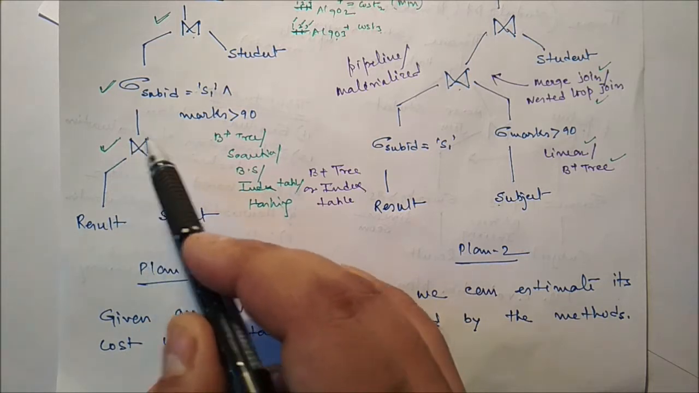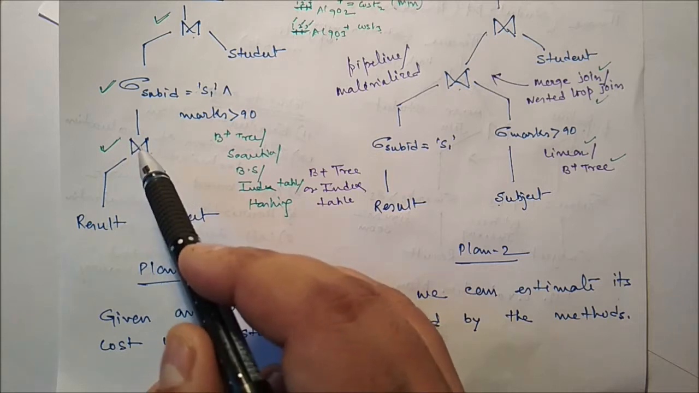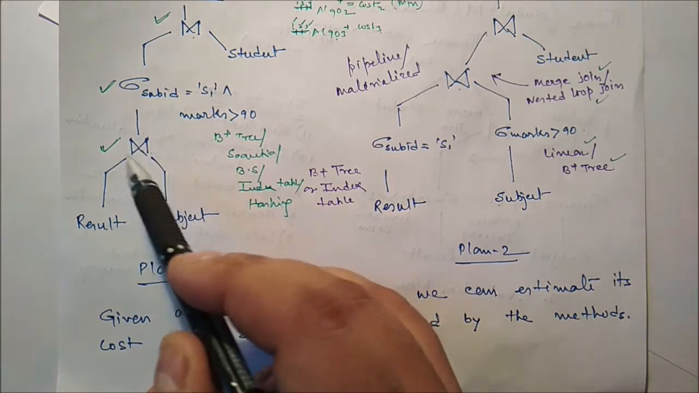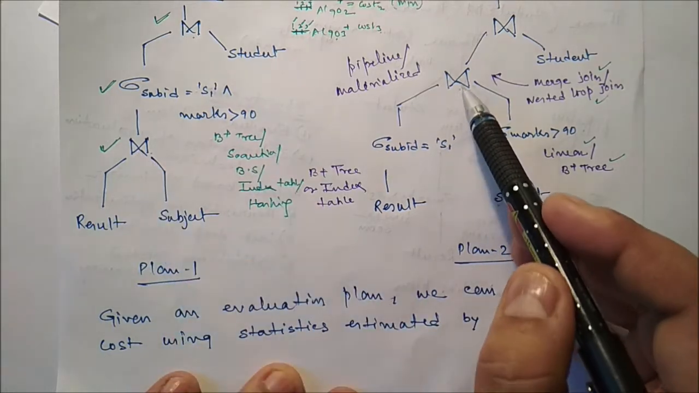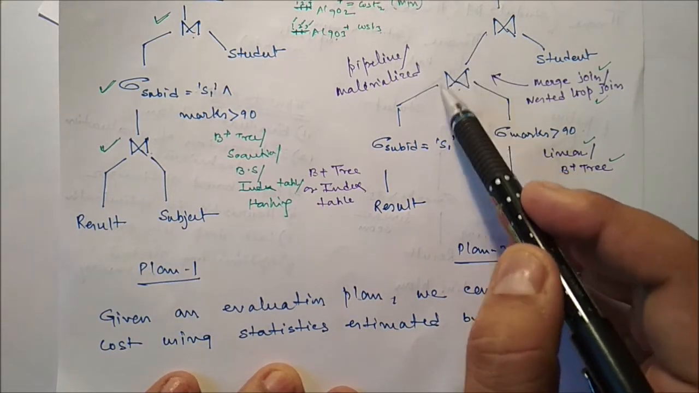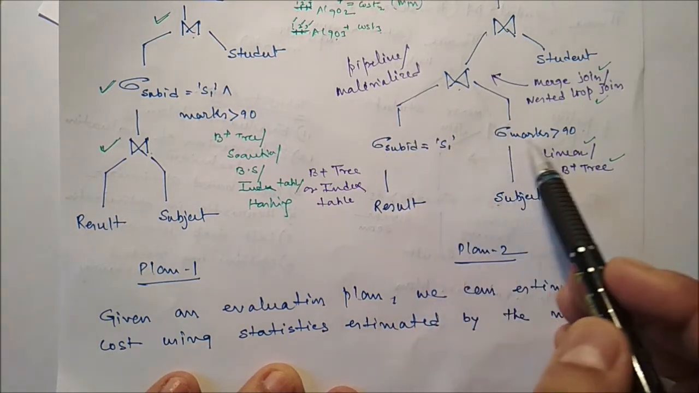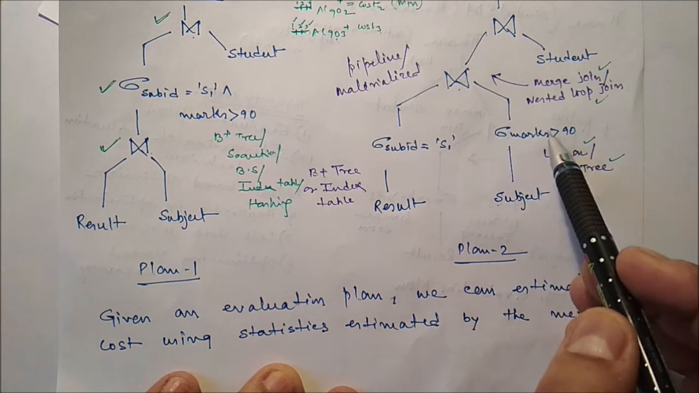Means after that join, how much output will it generate, how much intermediate table or how many intermediate records it will create, or how much intermediate data it will generate, or how much space is required after applying this one.